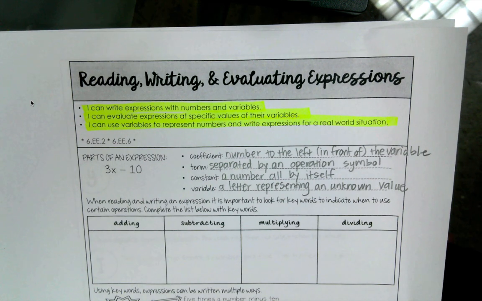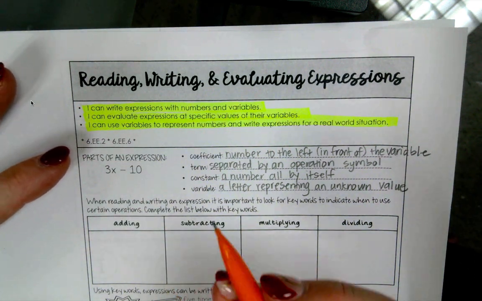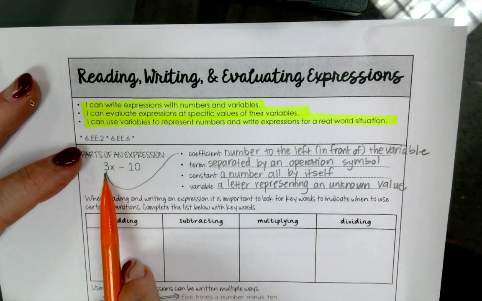There are lots and lots of words that we can use for this. Oh wait, go back up here. I was thinking, hang on, the coefficient would be the 3. Sorry about that. So the number to the left or in front of the variable.